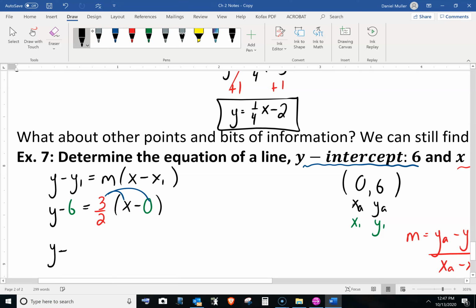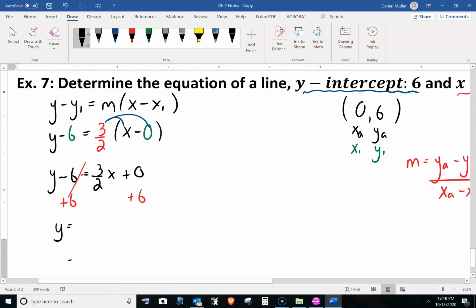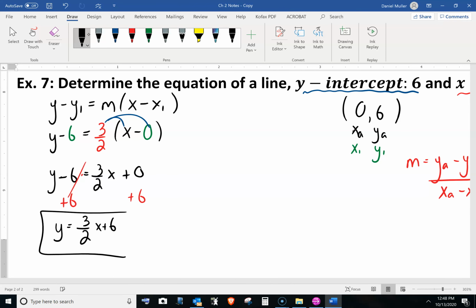So we have y minus 6 equals 3 over 2 times x. It's a 3 over 2x, and 3 over 2 times 0 is just a 0. And then you can go plus 6, bring it over to the other side, plus 6. So y equals 3 over 2x, 0 plus 6 is 6. And that is it.